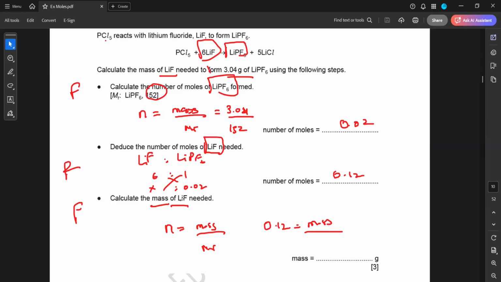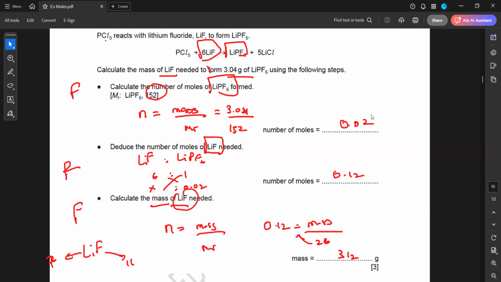And what about the molar mass of lithium fluoride? Lithium is 7 and fluorine is 19. 7 plus 19 makes 26. So this 26 is divided, the other side will be multiplied. So we got 3.12 grams of this compound.